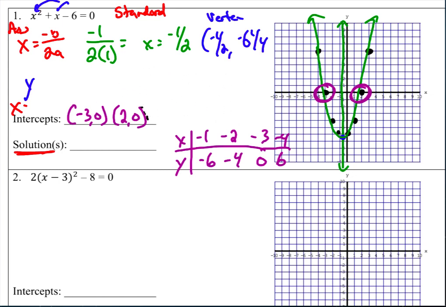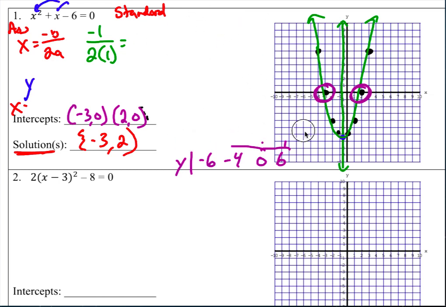So those are my x-intercepts. To write them as my solutions, I just write them as negative 3, 2. Now, if we didn't have a graphing calculator or we wanted to check to make sure we had done it correctly, we could actually do the same work by factoring.